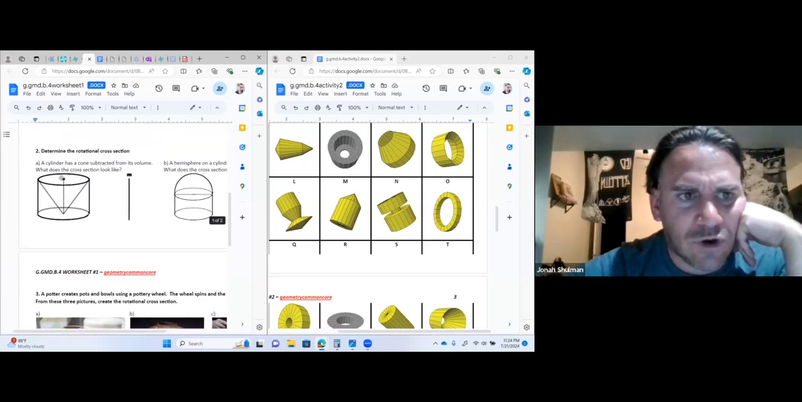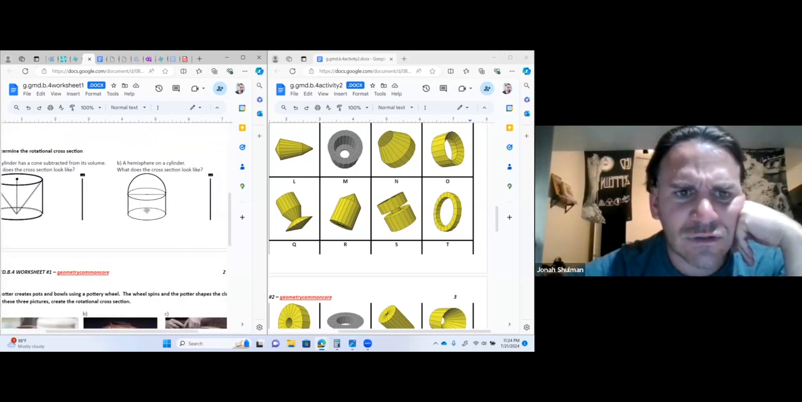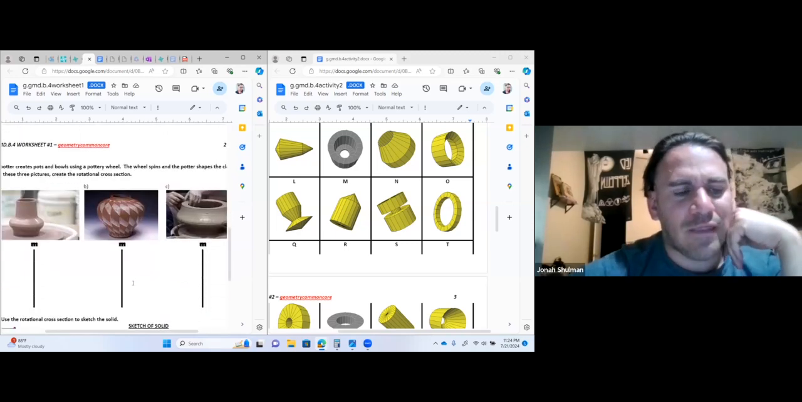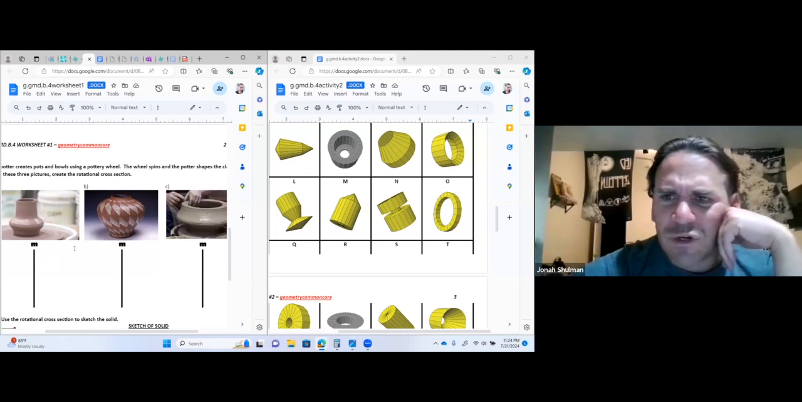What would the cross section be? So we would see what that turns into. So a hemisphere on a cylinder. If we were to cut this thing, what is the cross section? Then you get to look at some vases and try to think about what it would be.